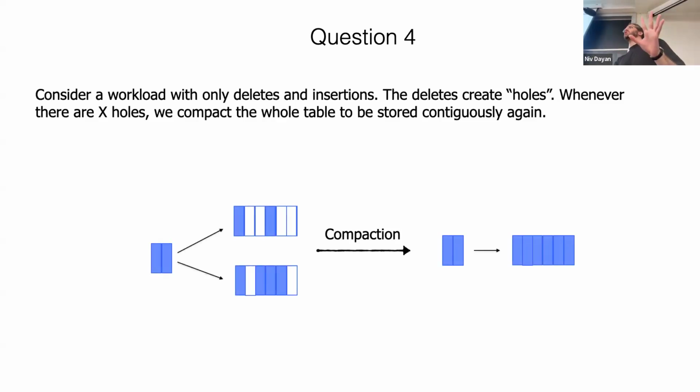Now consider the following situation. We have a workload that only consists of insertions and deletes. So the deletes, as we said, you find the entry that you're trying to delete, and you create a hole in the table. For now, let's assume we're using fixed size entries. And let's also assume that whenever there are X holes in the table, we compact the table. So we're gonna reread and rewrite the whole table, but contiguously to avoid wasting space.